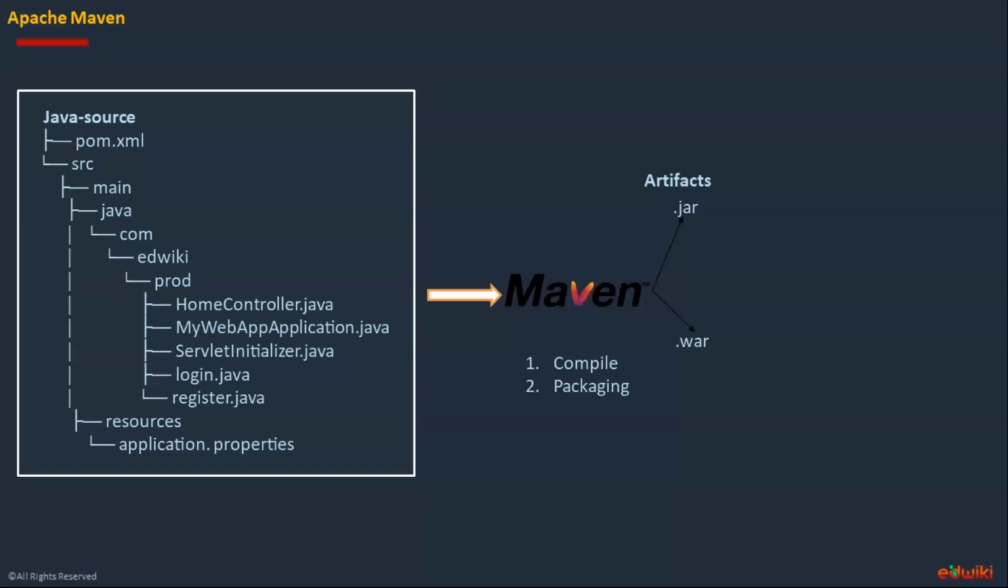But in general, if your Java project is giving a web UI, then the artifact will be a .war. If your Java project is not giving a web UI and is just built for a functionality purpose, then that is a jar file.